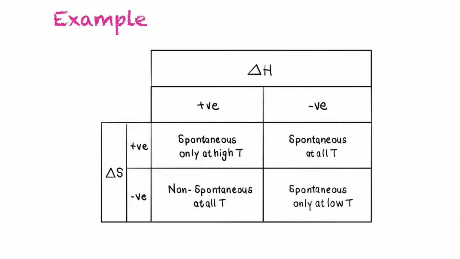So here's another way of looking at that. If delta H, the enthalpy, is positive and the entropy is positive, then reactions would only be spontaneous at high temperatures. If delta H is negative, so an exothermic reaction, and delta S is positive, the reaction will be spontaneous at all temperatures. If delta H is positive, so endothermic, and delta S is negative, it won't be spontaneous at any temperature. And finally, if delta H is negative, so exothermic, and delta S is negative, it will be spontaneous only at low temperatures.